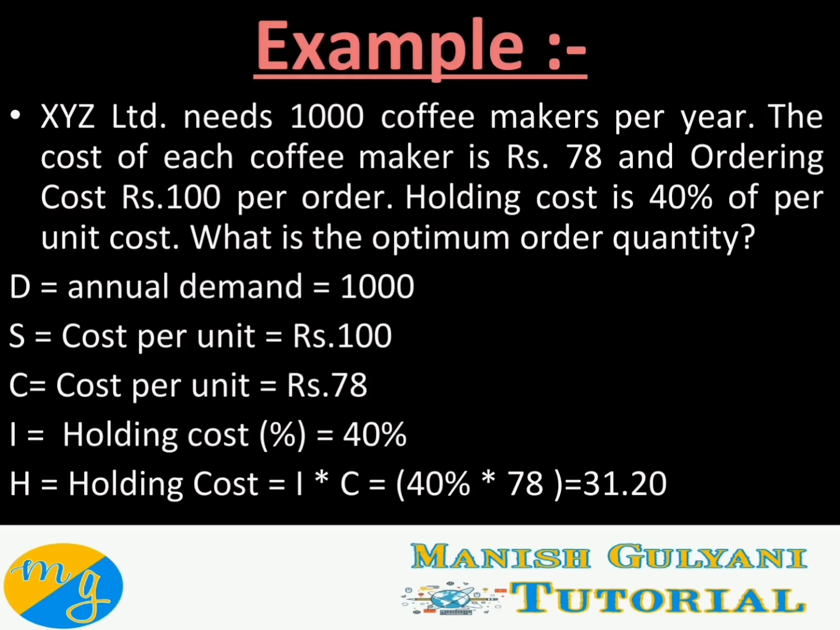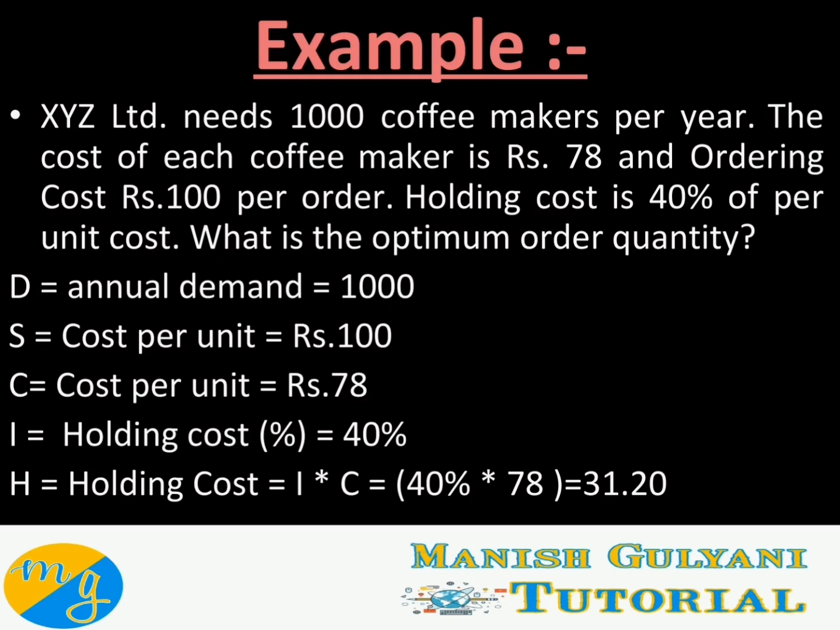Sometimes direct holding cost is not given, it is given in a percentage form. Then always calculate on cost per unit. Per unit cost is given as 78 and holding cost is 40%, so 40% of 78 is 31.20. All things are given related to your formula. D is given, S is given, C is given, and H you can calculate by I into C, 40% of your 78.